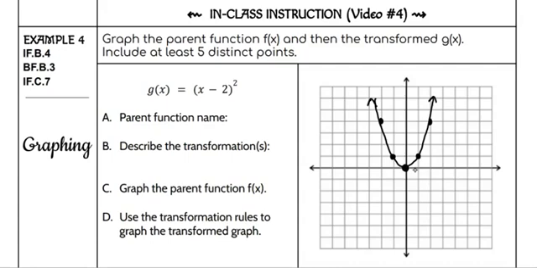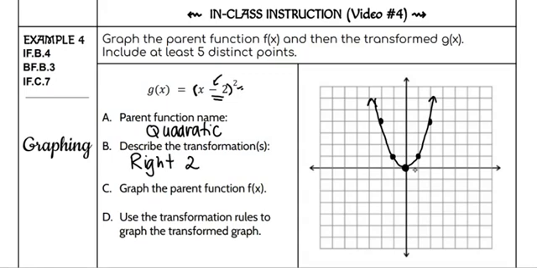The parent function name of this we can see by that square and the fact that it's a parabola. This is a quadratic function. The transformations, there's only one transformation that happens according to this equation, and that would be right 2. Remember, it's opposite world inside of the grouping symbols. So the fact that it's a minus, that really means it's right.